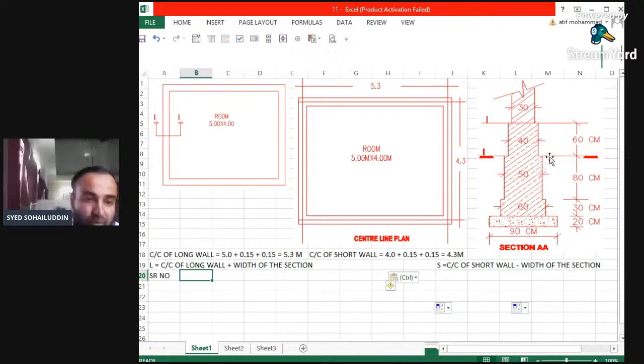Again, we have to find out the length of excavation. The same thing is to be calculated. The length of excavation is equal to, again, the length of the long wall of excavation. So center to center distance plus width of section. Center to center distance is 5.3, plus the width of section. What will be the width of section in this case? So here, the width of section of excavation.